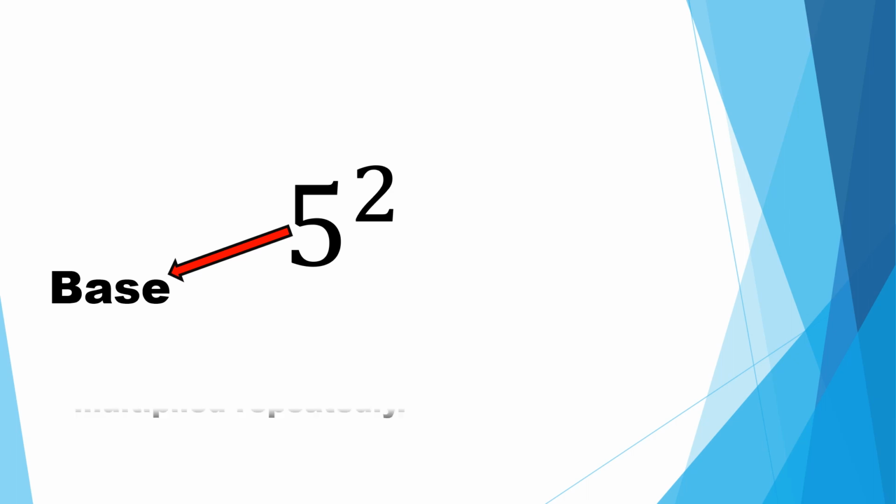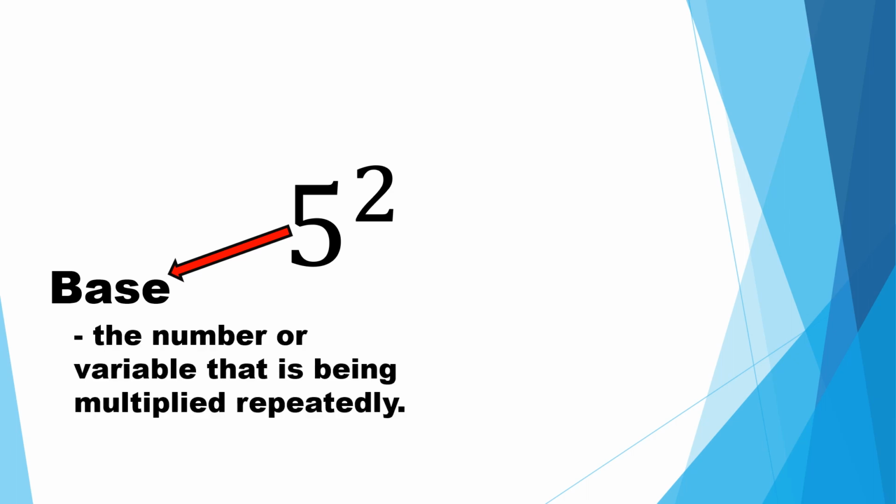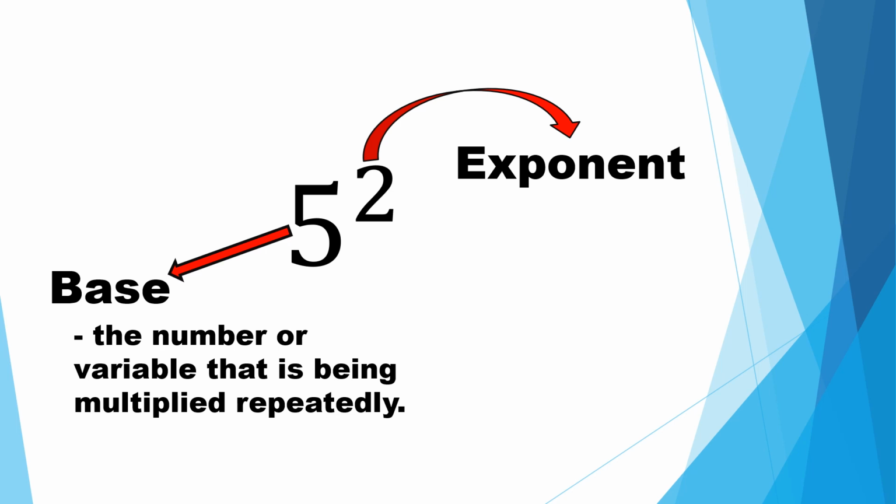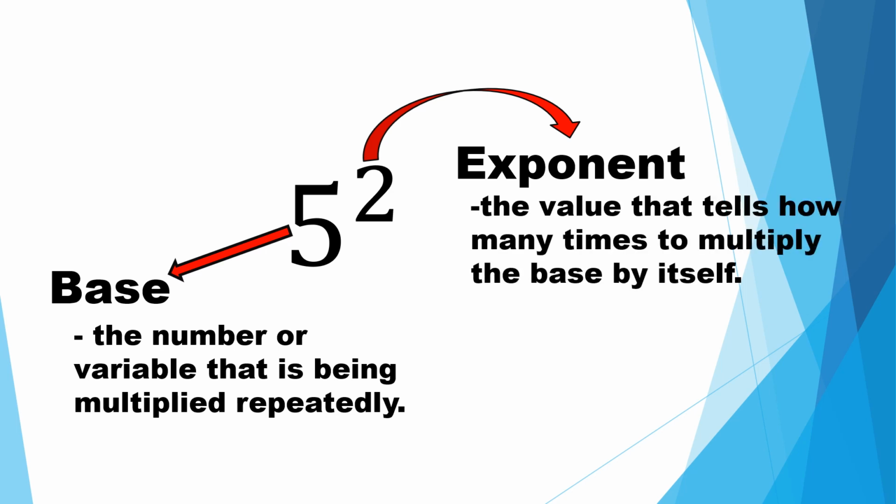5 is the base. The base is the number or variable that is being multiplied repeatedly. 2 is the exponent. Exponent, the value that tells how many times to multiply the base by itself.